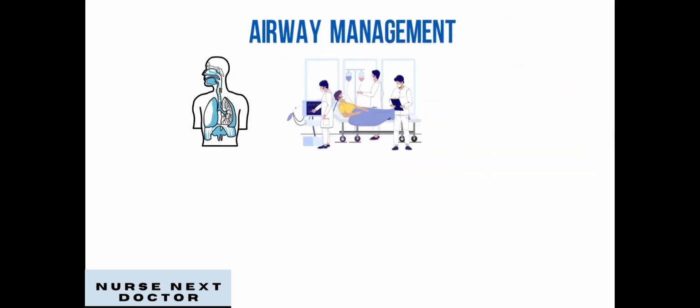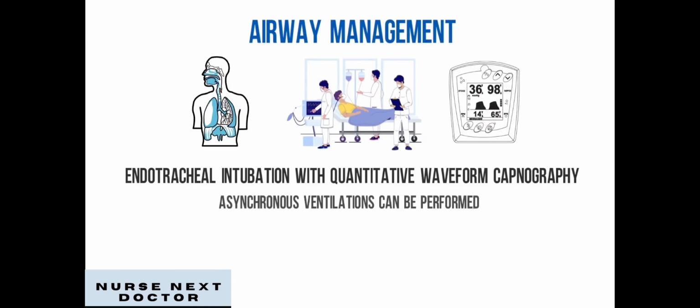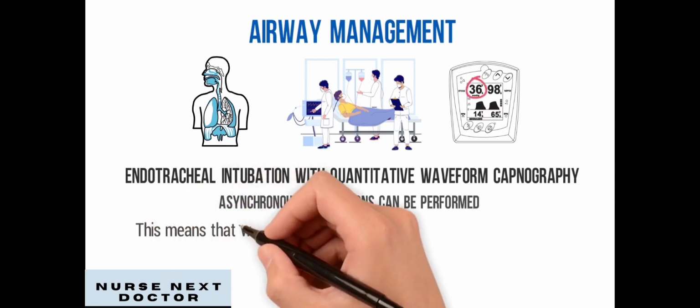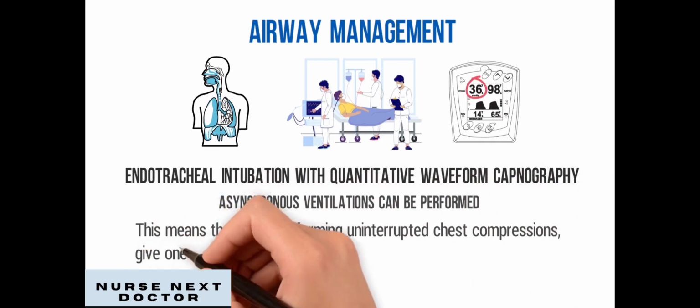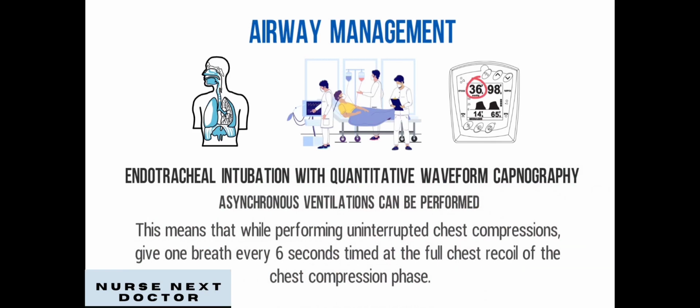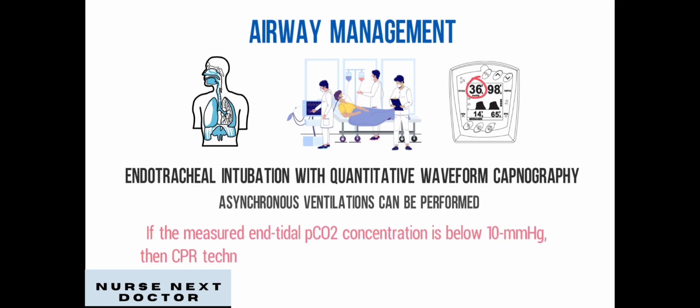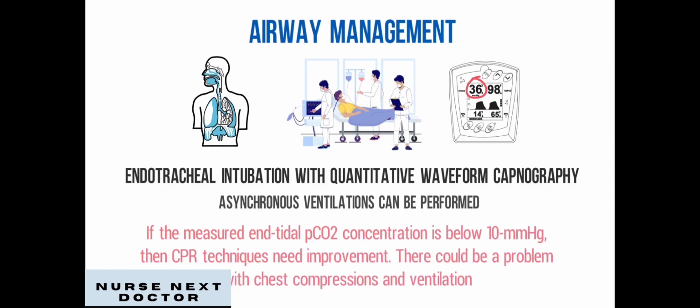Airway management. Consider inserting an advanced airway, such as endotracheal intubation, with quantitative waveform capnography. Once the endotracheal tube is inserted, asynchronous ventilations can be performed. This means that while performing uninterrupted chest compressions, give 1 breath every 6 seconds timed at full chest recoil of the chest compression phase. Quantitative waveform capnography can be used to assess CPR quality. If the measured end-tidal partial pressure of carbon dioxide concentration is below 10 mm of mercury, then CPR techniques need improvement. There could be a problem with chest compressions and ventilation.